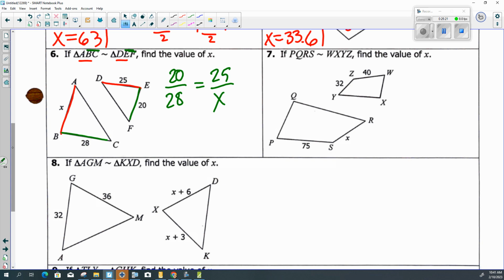If you finished 6, x would be 35, if you're wanting to check that. So write your proportion statement, something over something equals something over something.